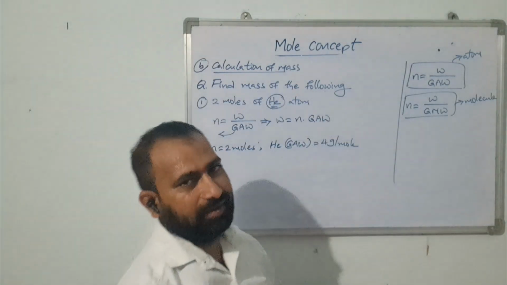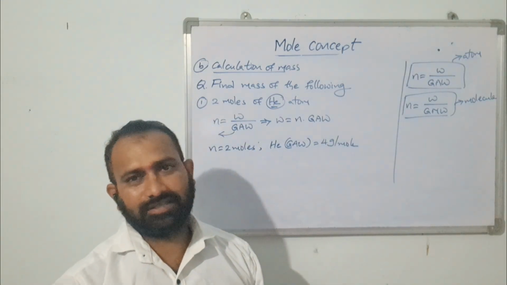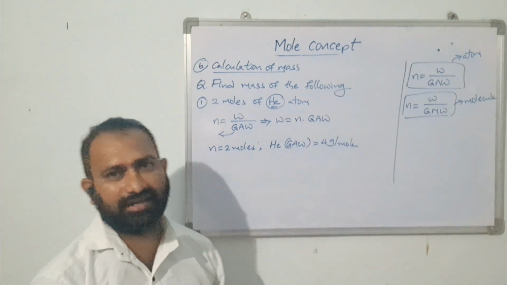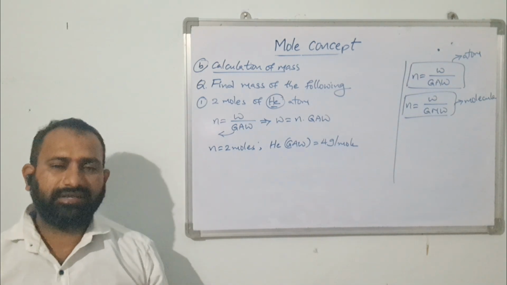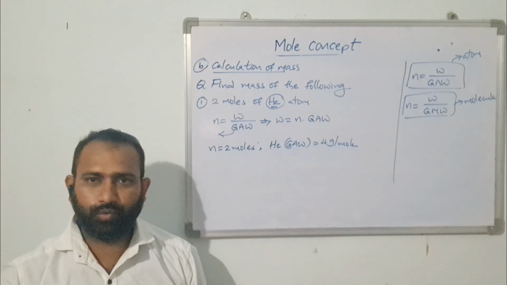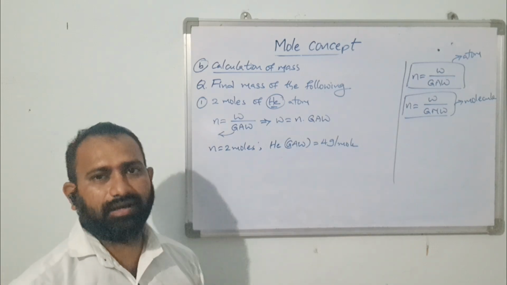That means 1 mole of helium contains 4 grams. What is 1 mole? The substance which contains Avogadro number of particles. Here helium is an atom, so helium must contain Avogadro number of atoms. That is considered as 1 mole. 1 mole of helium has 4 grams of mass.